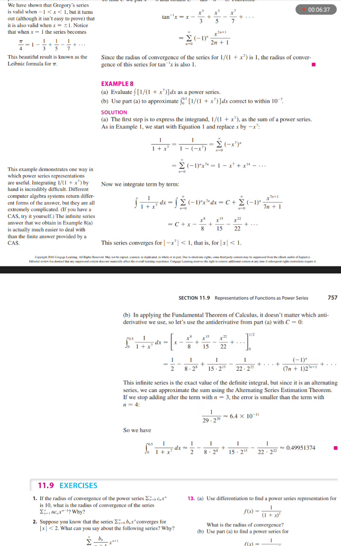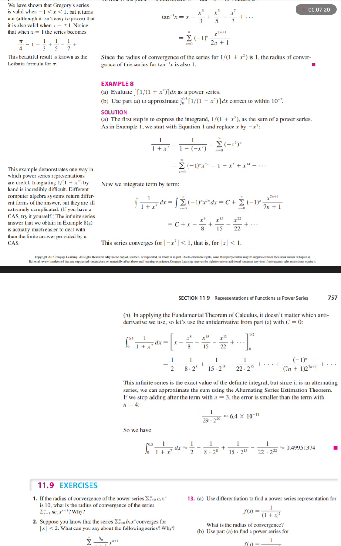This infinite series is the exact value of the definite integral, but since it is an alternating series, we can approximate the sum using the alternating series estimation theorem. If we stop adding after the term with n equals 3, the error is smaller than the term with n equals 4. 1 over 29 times 2 to the 29th power is approximately equal to 6.4 times 10 to the negative 11th power.